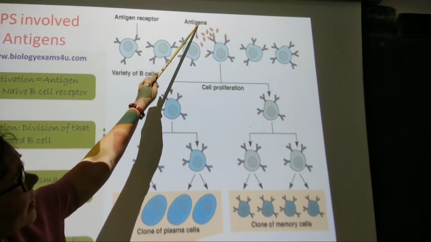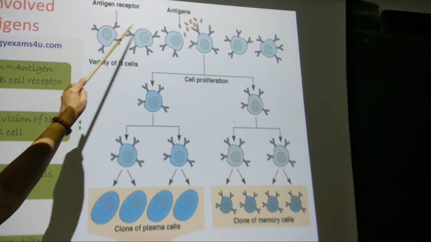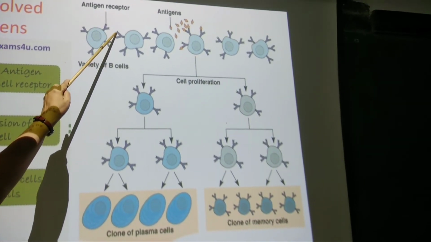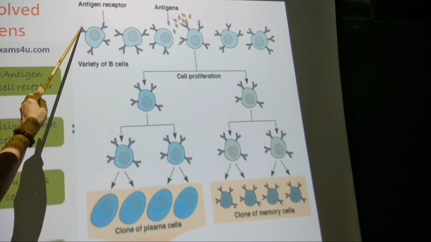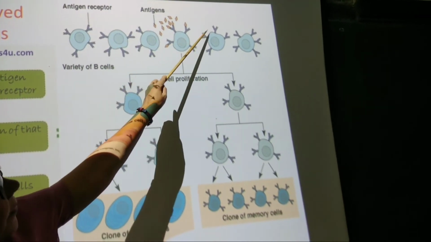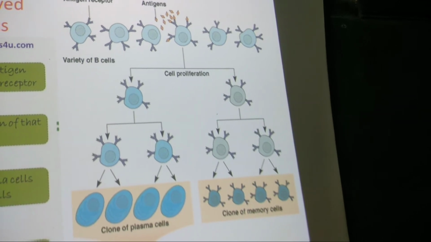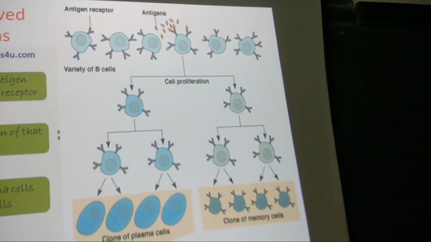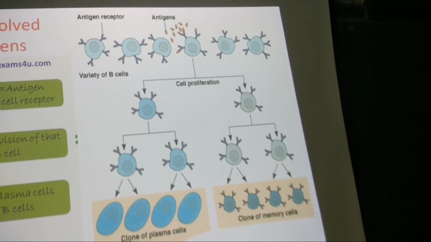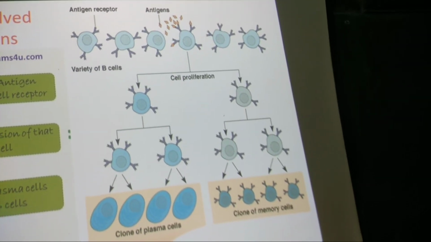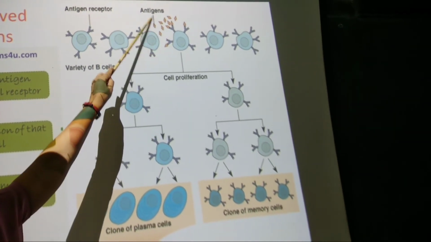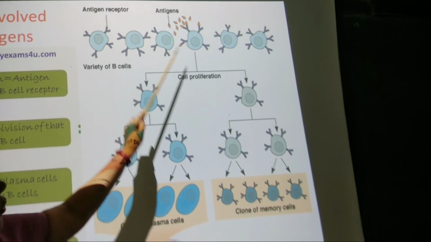Once this interaction has taken place, if you minutely observe, you can see the differences in the variable region or the antigen binding site. The differences are very minute, and those differences are sufficient to differentiate different types of antigens and to respond to them differently.